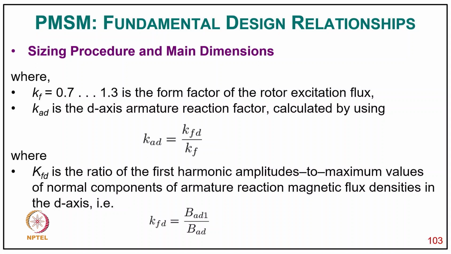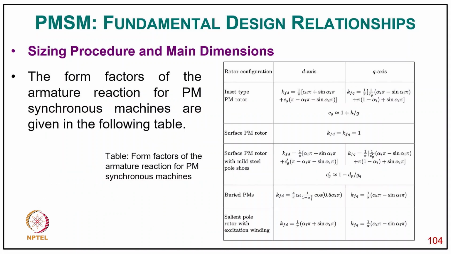where kf equal to 0.7 to 1.3 is the form factor of the rotor excitation flux, and kd is the direct axis armature reaction factor calculated using kd equal to kfd divided by kf, where kfd is the ratio of the first harmonic amplitude to the maximum value of the normal component of armature reaction magnetic flux density in the d-axis, and kfd equal to Bad1 upon Bad.